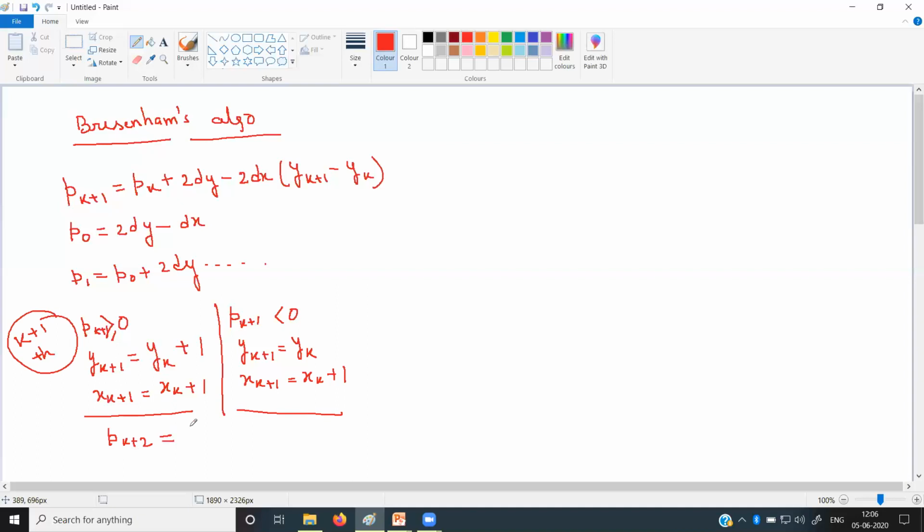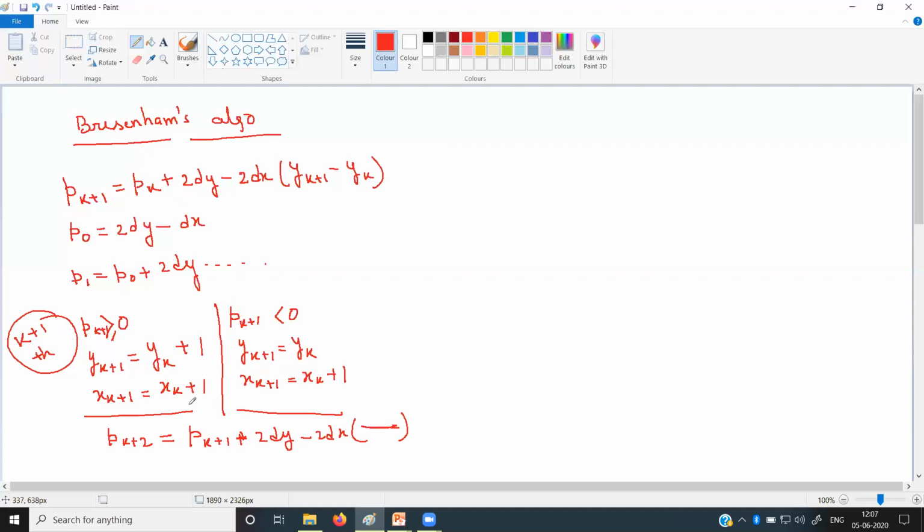And how to compute? You have to compute the error value like this one, P of K plus 1 plus 2 dy minus 2 dx. Now, this term is very important. So here, what do we have to write here?